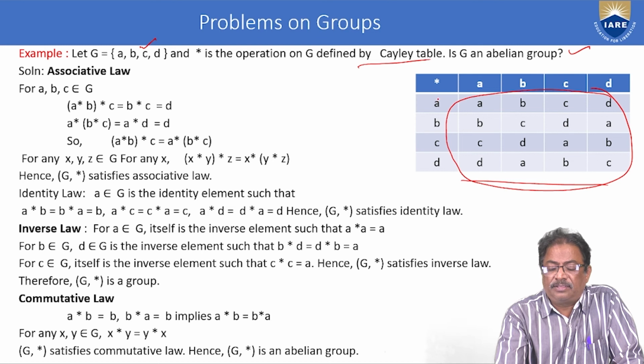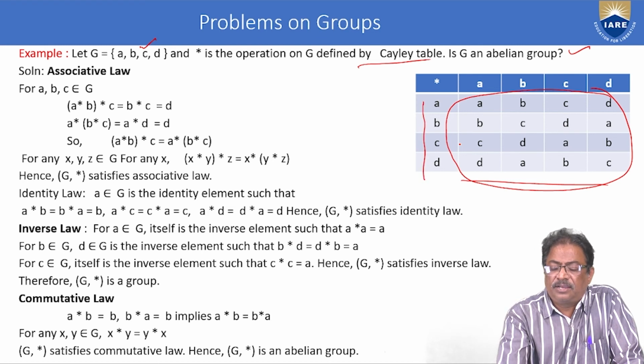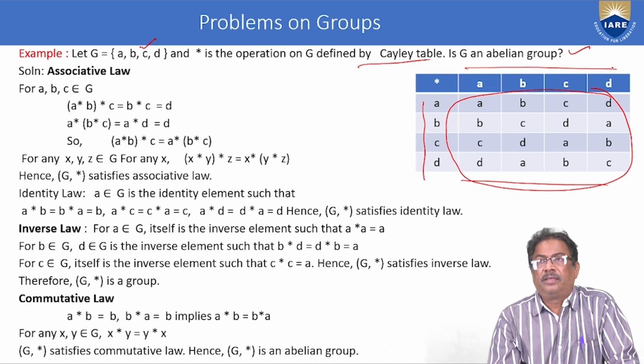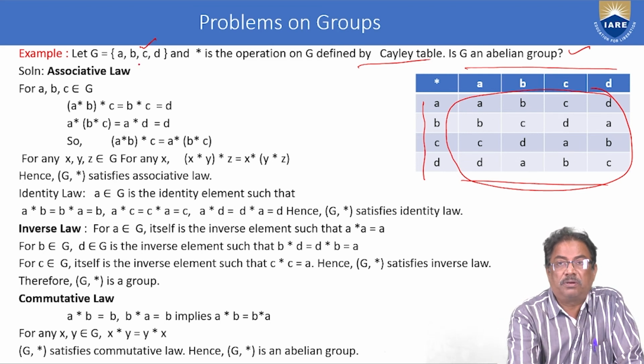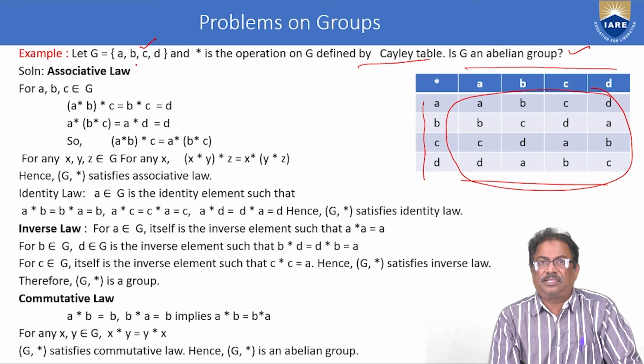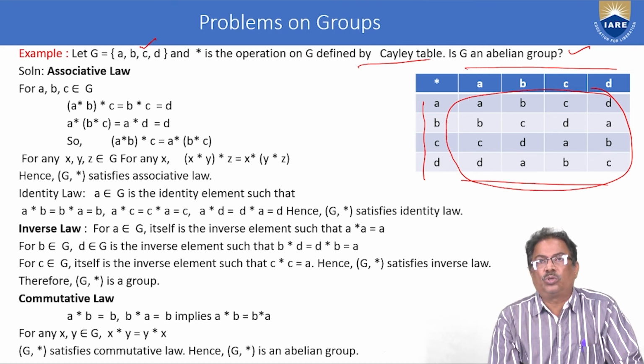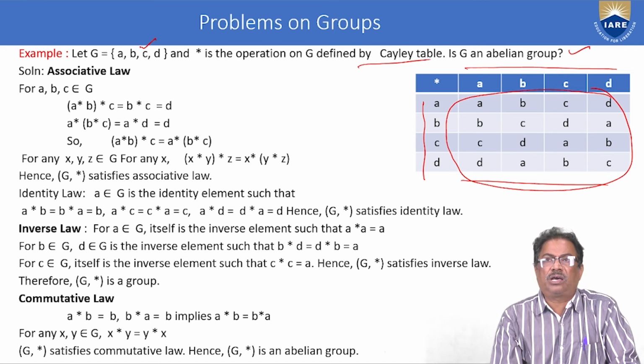So the resulting elements are from the set G. Under the binary operation, whatever elements we obtain are members of G. So we can say that it is closed. G is closed under binary operation star.